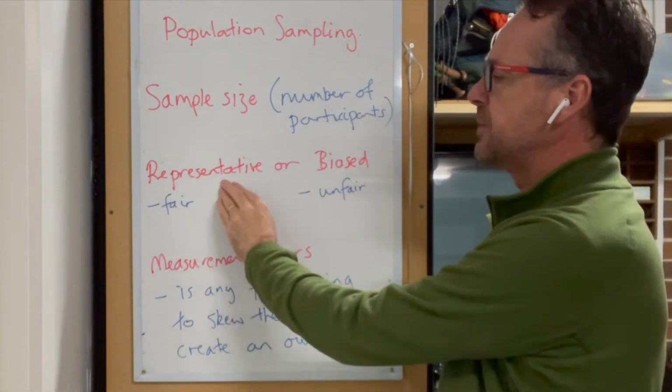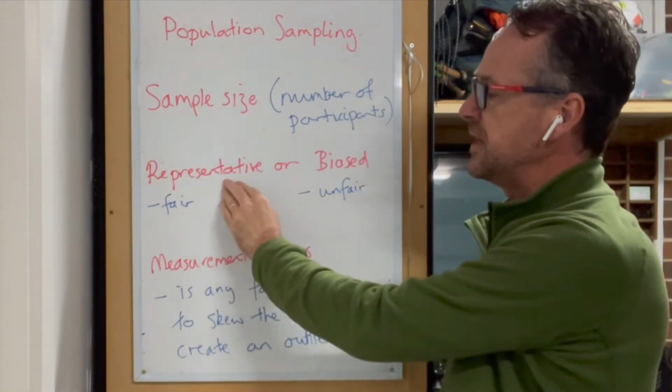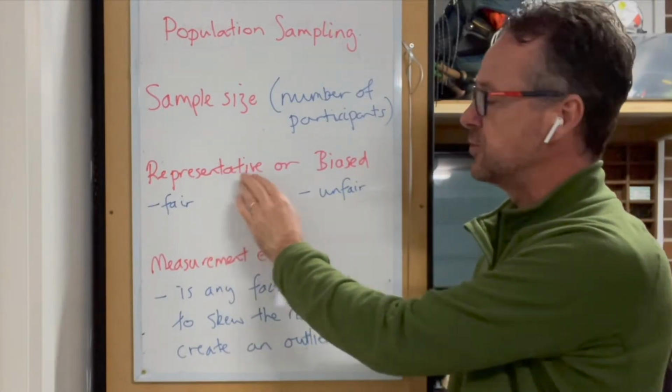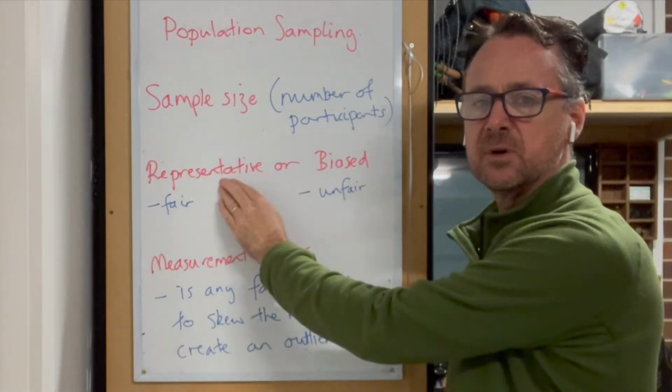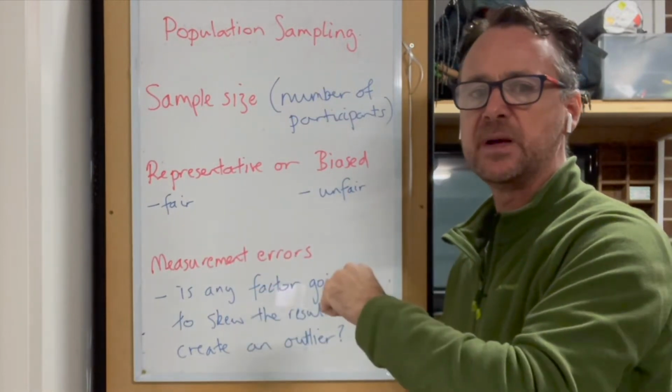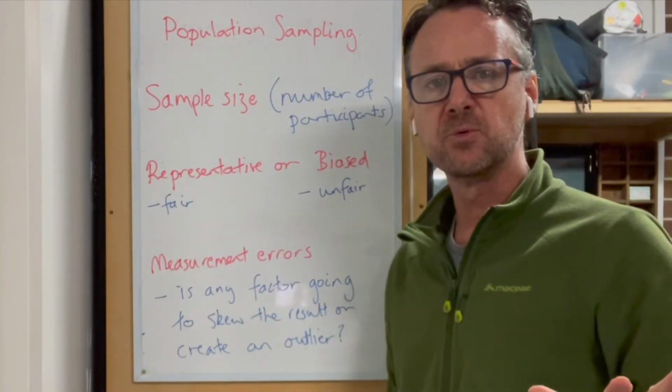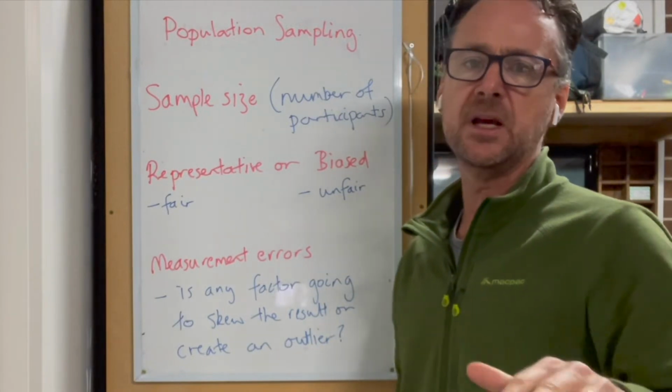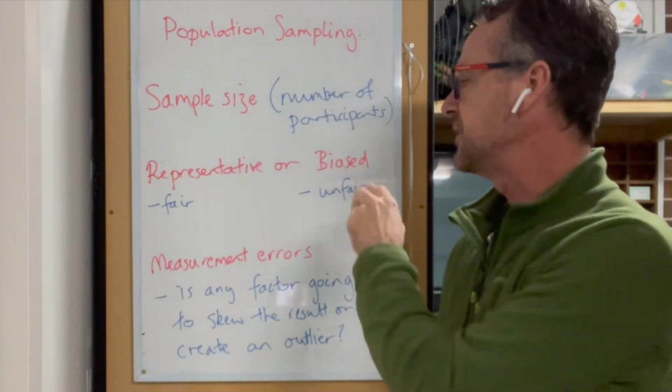We also then need to look about whether the question and then the answers we're getting are representative or they're biased. So representative responses would be fair. It's where your question has been asked to a spread of people within the population, and you're not getting a result that's unfair or biased.